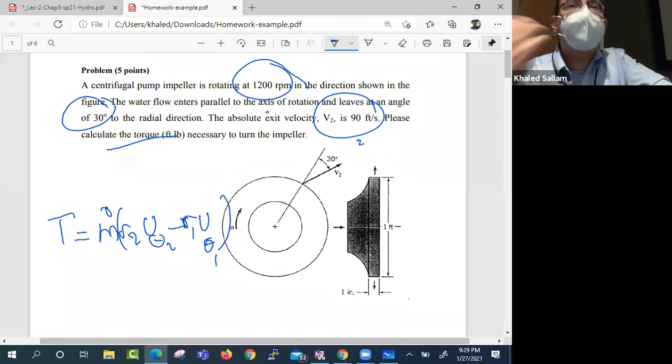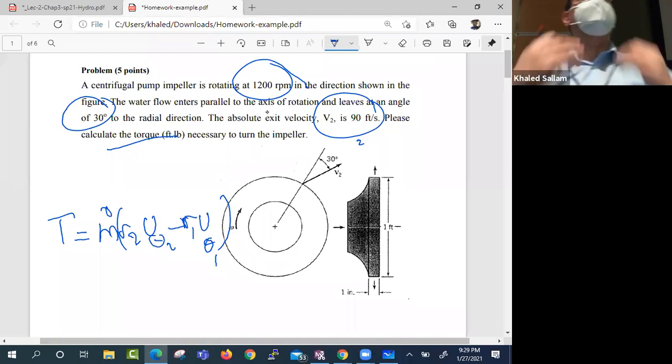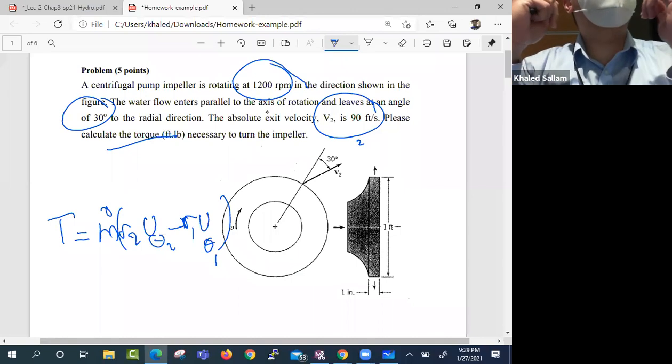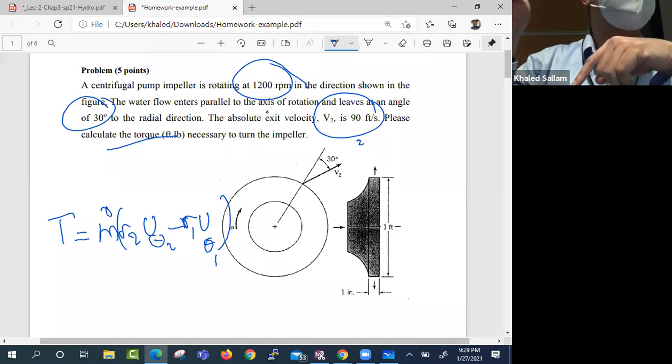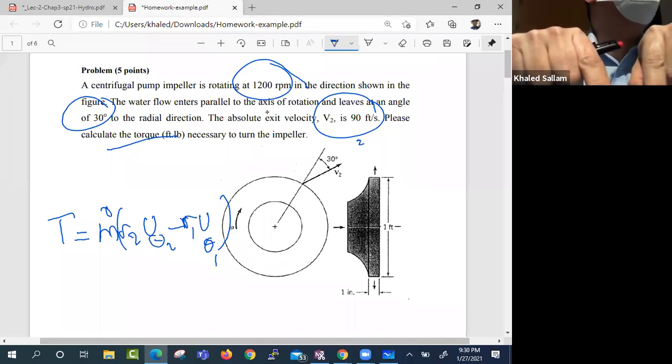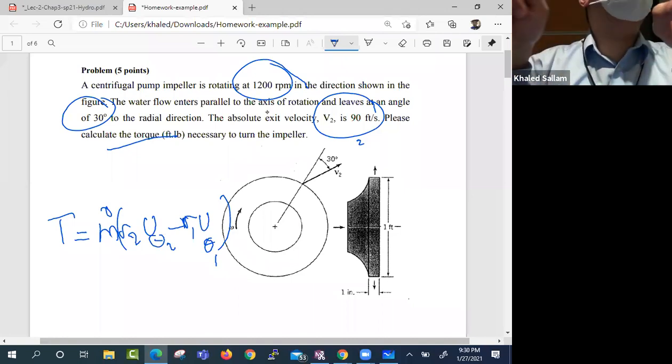And so the phenomenon in front of our eyes is angular momentum being exchanged. And he's asking for the torque. So what you need to get into your mind is, what is the relation between the torque and the angular momentum? Then you will build this equation, because that equation relates the two of them.